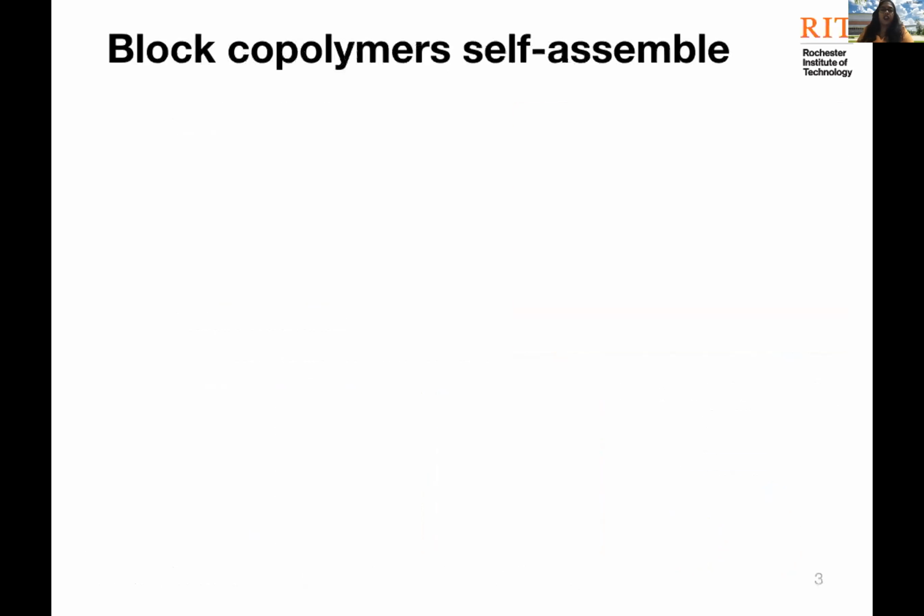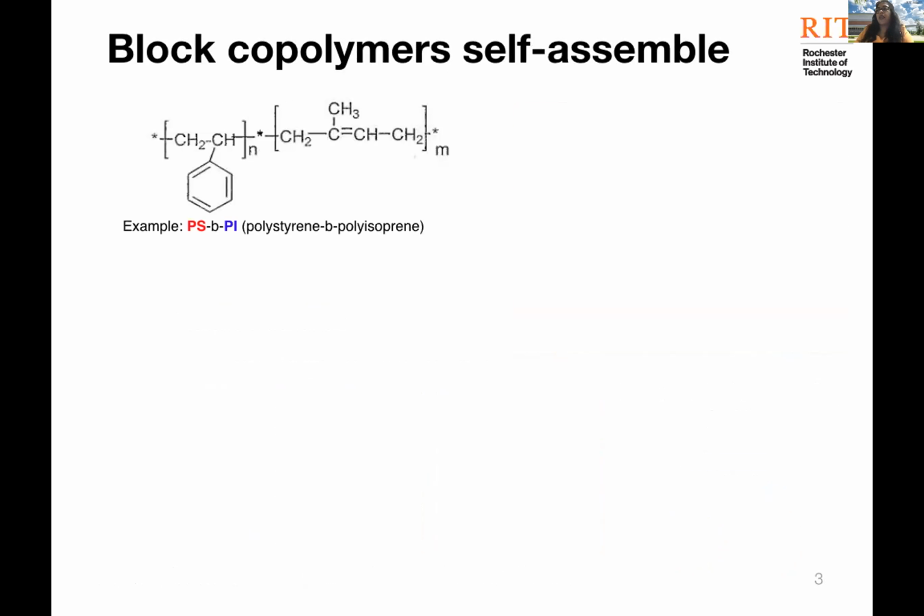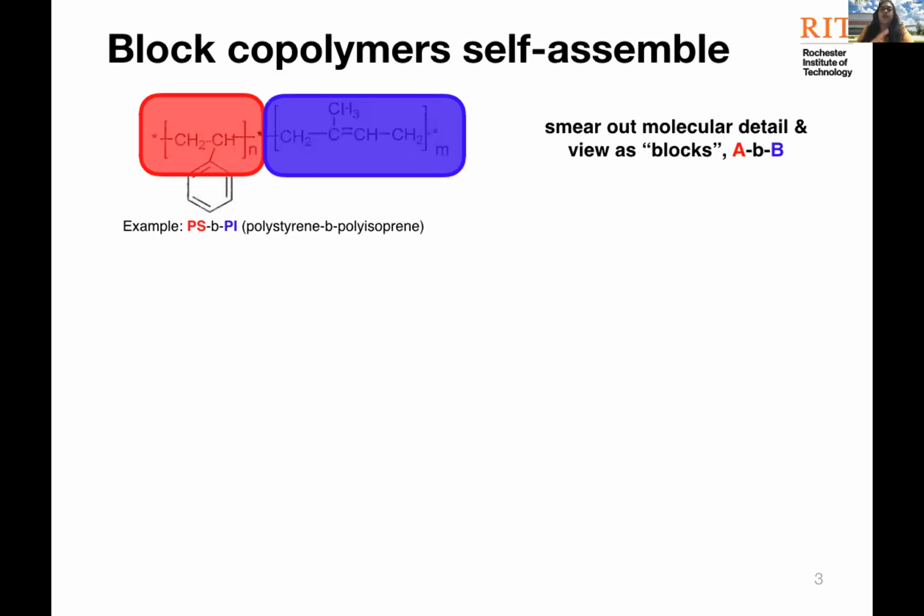Okay, so we all know that block copolymers self-assemble, but I'm going to give you a 2-slide summary of how the thermodynamics of this works. So block copolymers are 2 different polymers connected end to end. And so for understanding the physics of it, we can just smear this out as a red and a blue region that sort of repel each other, and we label it as A block B.